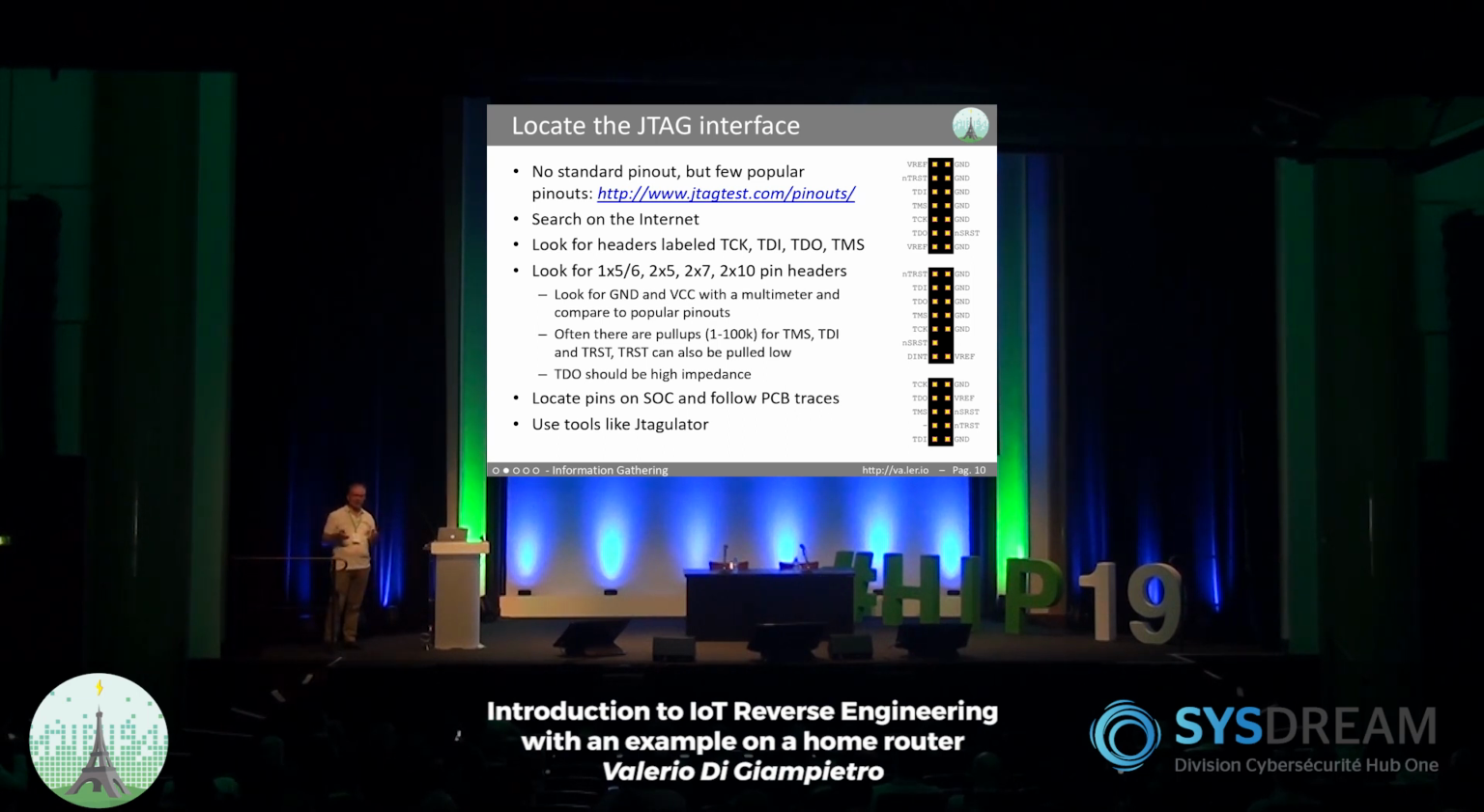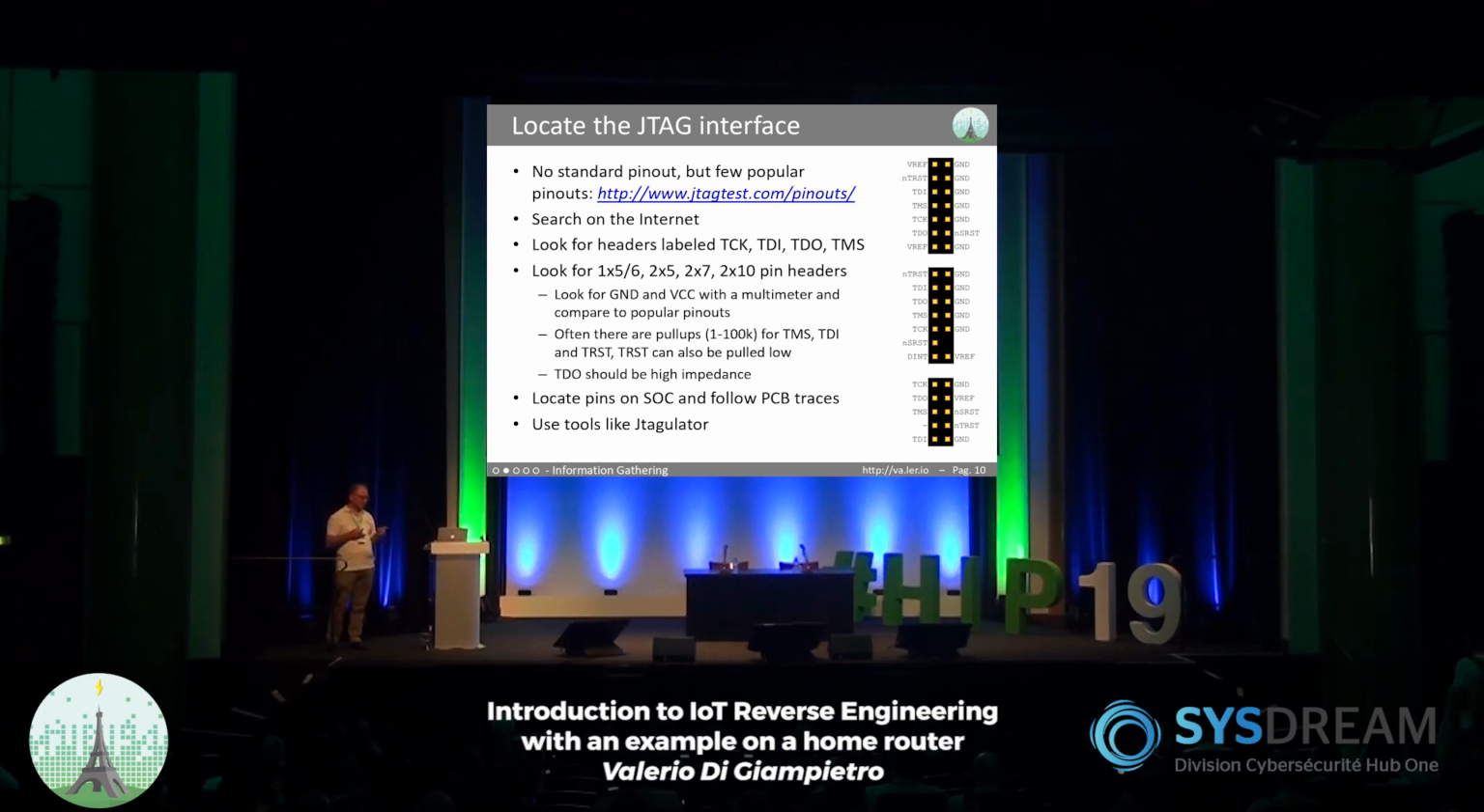Otherwise, we start looking for headers labeled TCK, TDI, TDO, and TMS. But if no label has been found, we have to look for potential pin header candidates arranged in a row of 5 or 6 pins or in a double row of 10, 14, or 20 pins. We can use a multimeter to identify power and ground. This is easy. We know that TMS and TDI usually have a pull-up resistor. The test reset can be pulled up or pulled down. TDO should be high impedance.